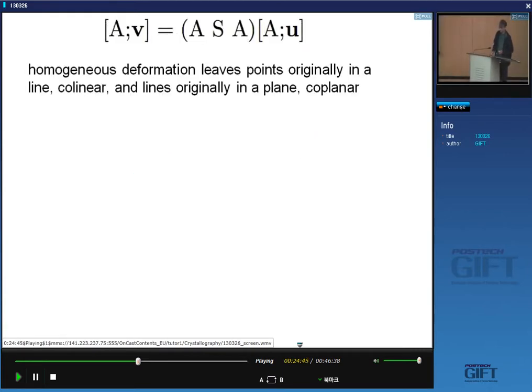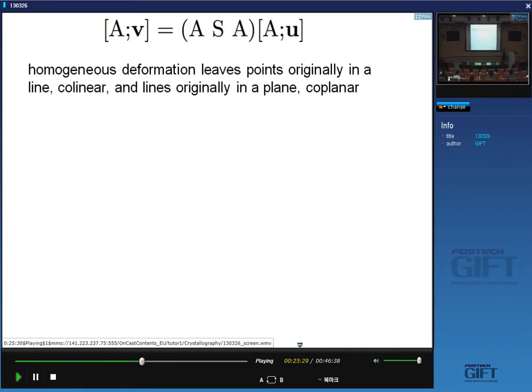Here's our initial vector u, written as a column vector. And this is our deformation matrix. And this is what happens when the deformation operates on the vector u. The meaning of a homogeneous deformation is that it leaves points which are initially in a line still in a line after deformation. The line may be rotated or stretched, but the points will still be in a line. And similarly, if you have two lines which lie in a plane, then after deformation, those two lines will also lie in the deformed plane. That's the meaning of a homogeneous deformation.